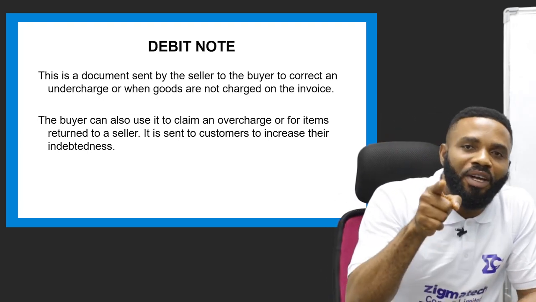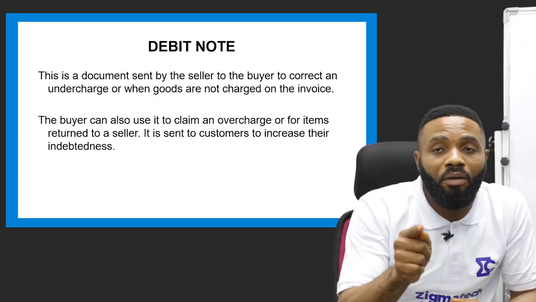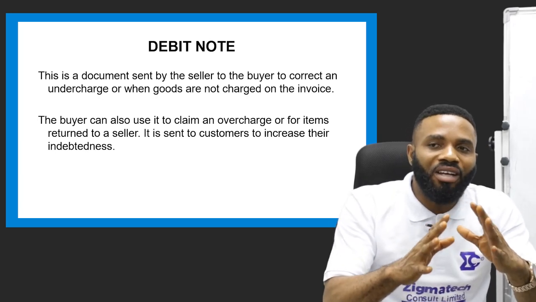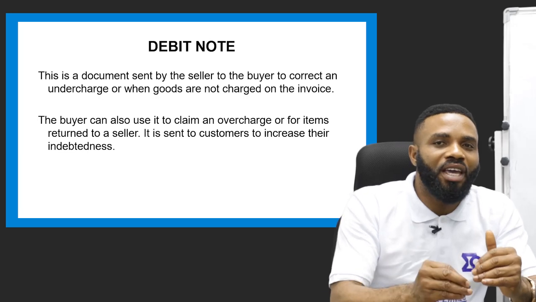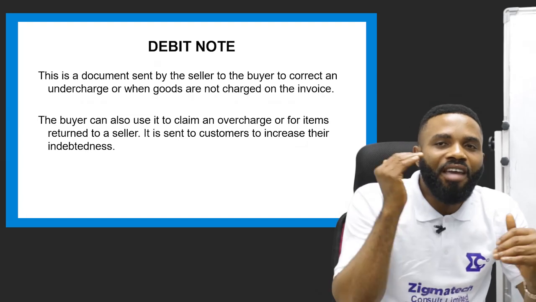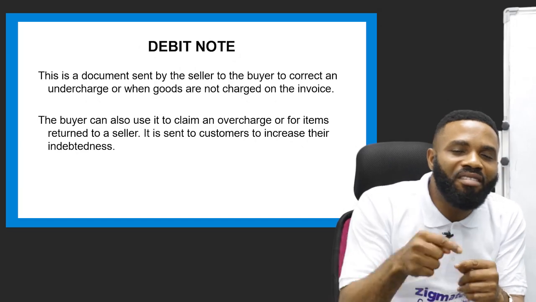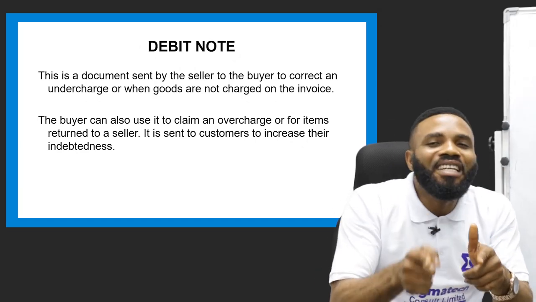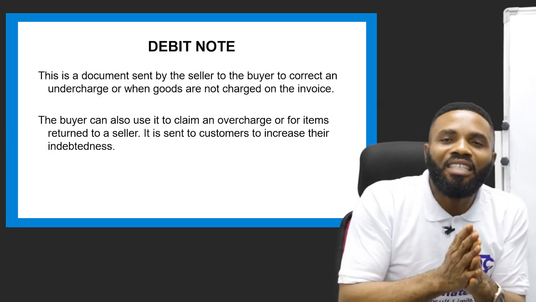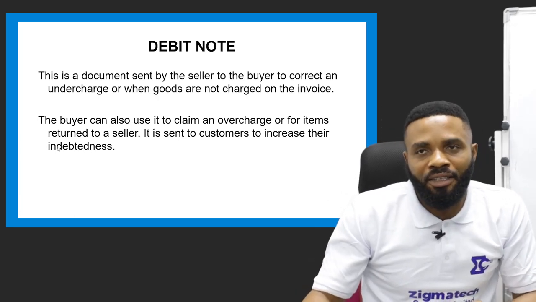One of the things that can give birth to this is when you have an agreement on cash discount with your customer. You say if you can pay such an amount within such a period, then this is what you are going to pay. If this person is not able to pay, the original arrangement has changed. So the person needs to pay the original amount that the person was supposed to pay. So basically, a debit note will help you to correct such an undercharge.